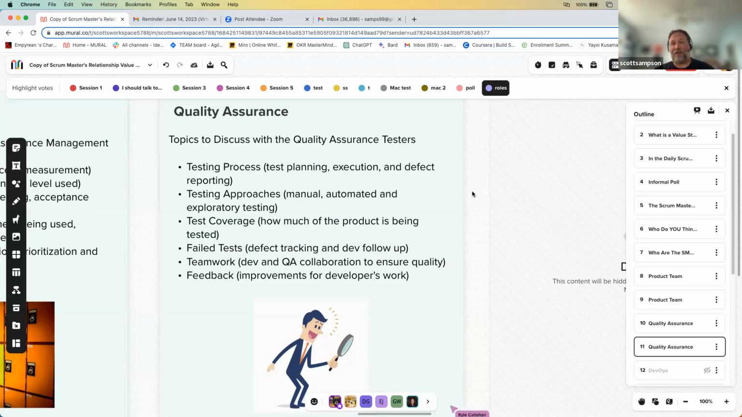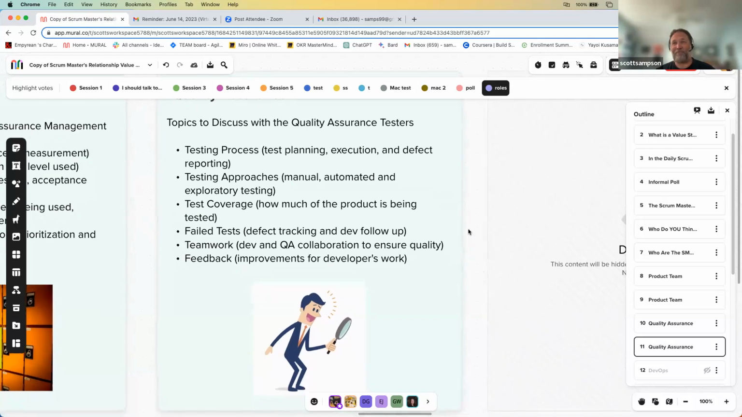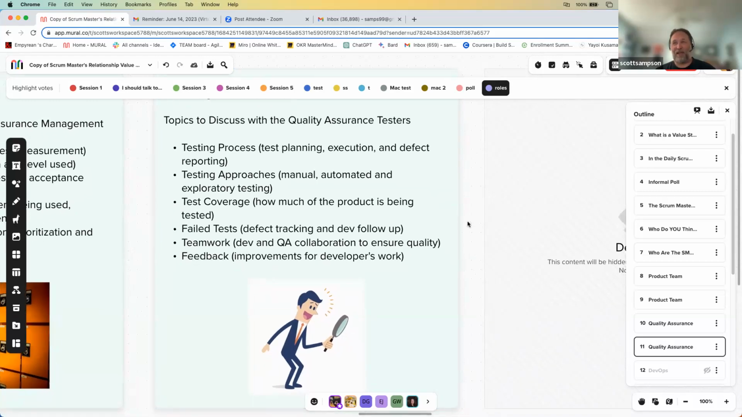If they're doing those, how's it going? Where do they need help? How much of the product is being tested? So test coverage, what does that look like? Is it the right amount, how much of the product is being tested, and is it effective? Again, defect tracking and dev follow-up. How is that relationship with the dev team, like I had mentioned previously? Teamwork falls into that same thing.